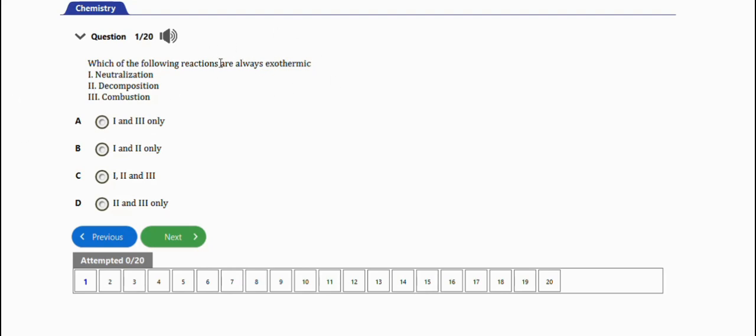So we have neutralization, we have decomposition, we have combustion. So guys, the right answer will be neutralization and combustion. Option A. Alright, so that's the answer to this question.